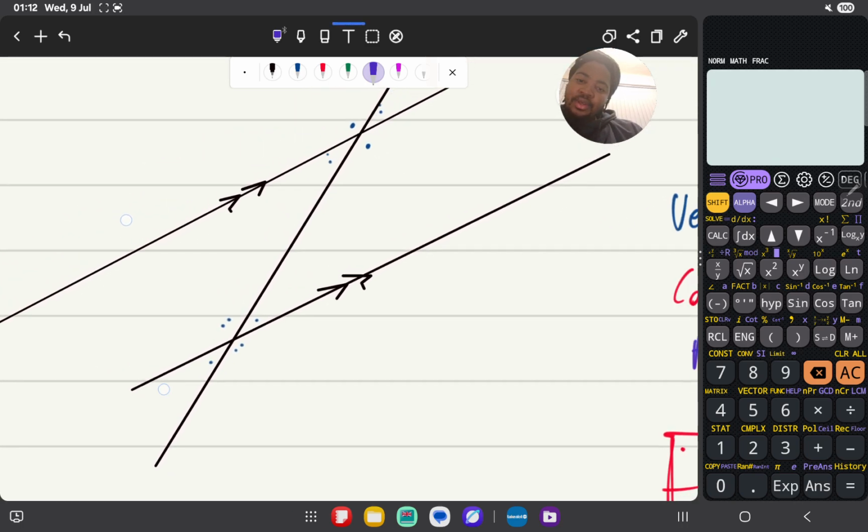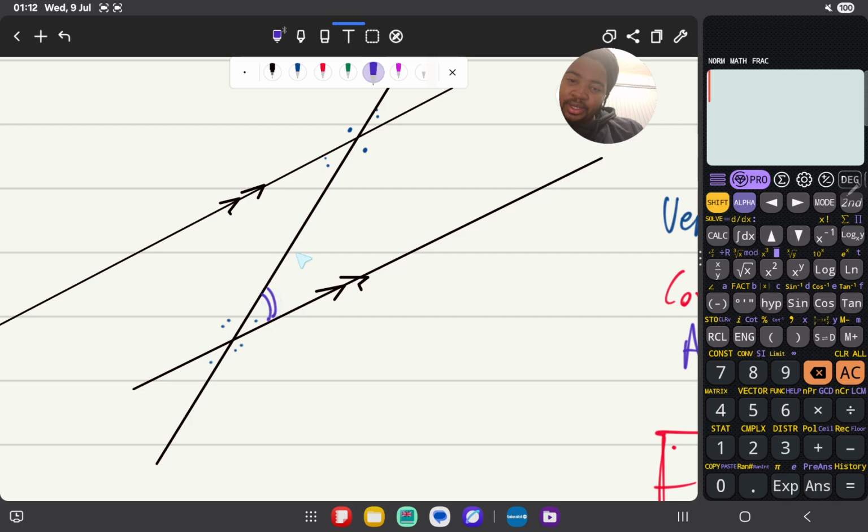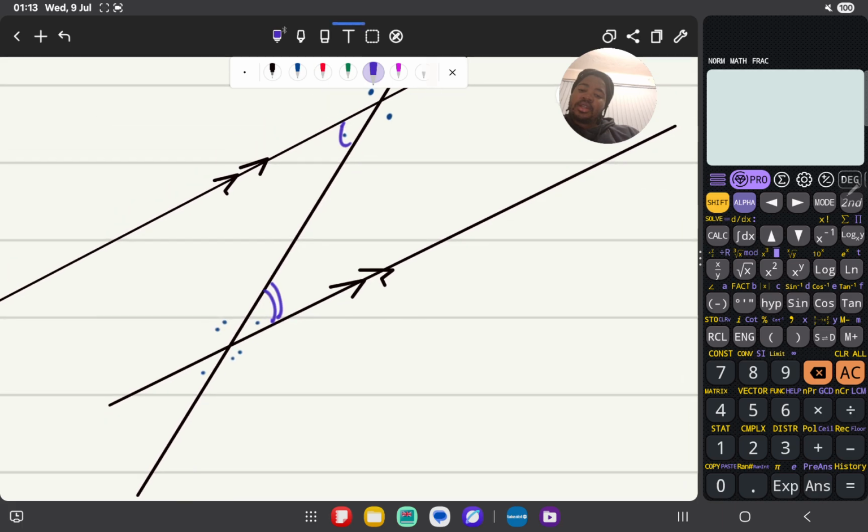So this angle right here and this one right here, they will be equal, and the reason for that will be alternating angles, right? And again, this angle right here, it will be equal to this angle right here. Now, alternating angles, very important to understand. We go further, right? So I think in terms of identifying these angles, we are done.